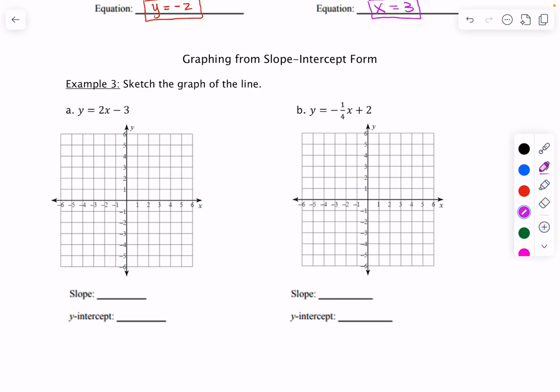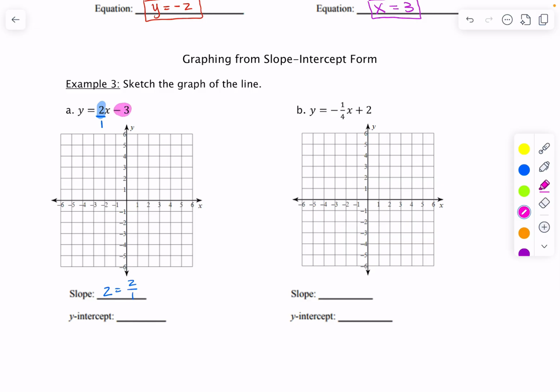Okay, so example A, y equals 2x minus 3. Let's first find our slope. Remembering that slope is the number in front of the x, my slope is going to be 2, and I like to write this as 2/1. I like to turn that 2 into a fraction to help myself because we want to do rise over run. And my y-intercept is -3.